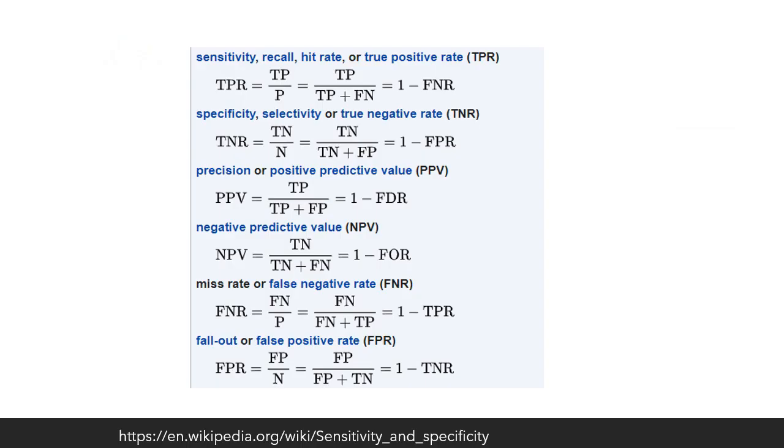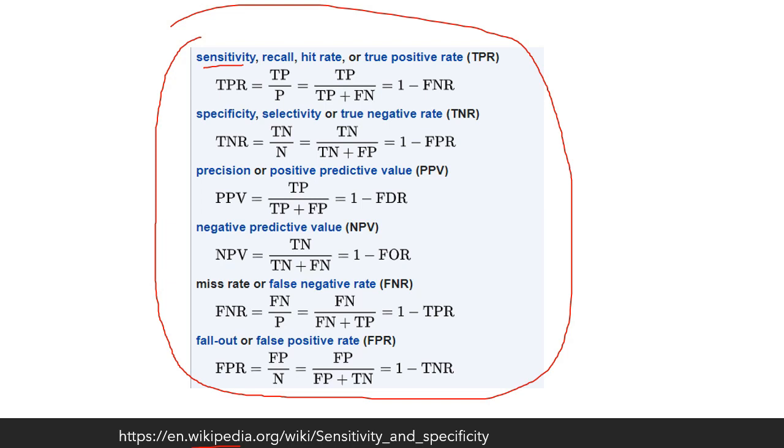If we search in Wikipedia for sensitivity and specificity, we actually find all the terms that we might need. So we have sensitivity, which they also call recall or true positive rate, and specificity, which they also call selectivity or true negative rate, precision, negative predictive value, false negative rate. But we see that it's all fractions. So it's all something on top and something else on the bottom.